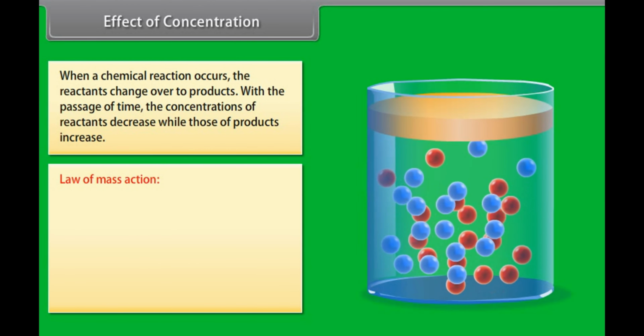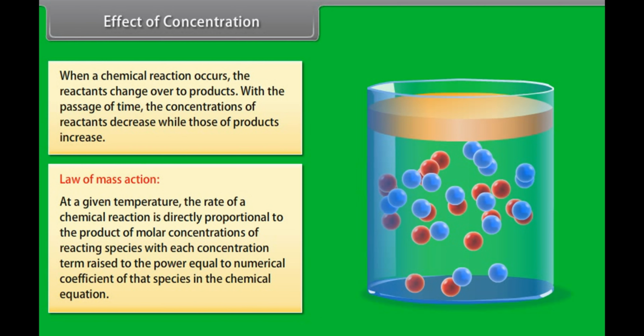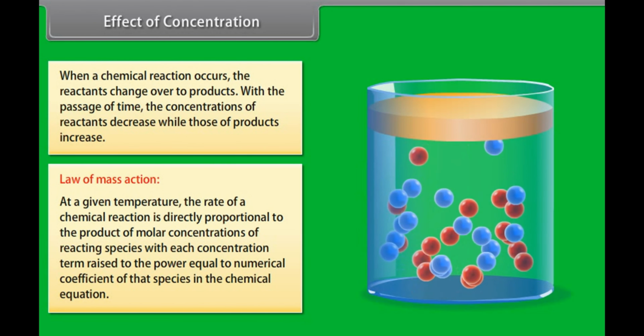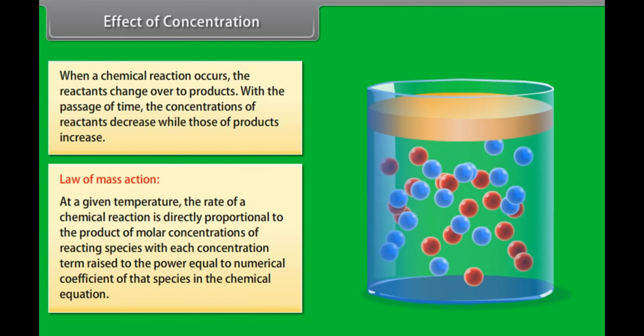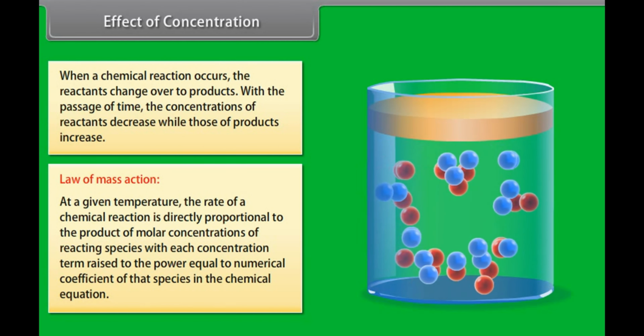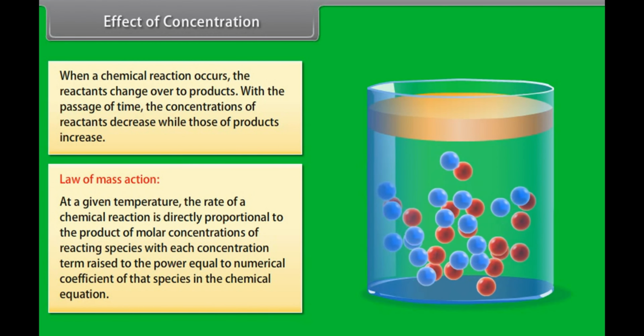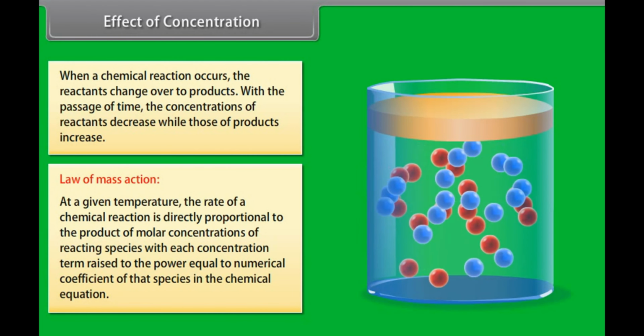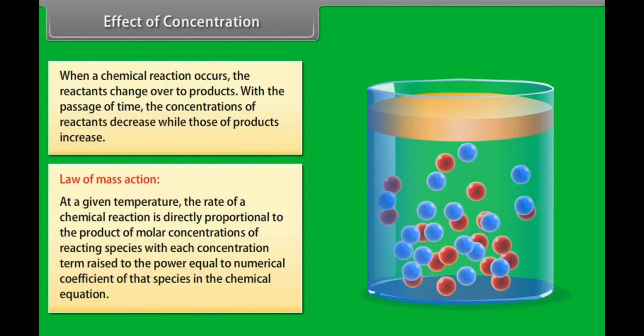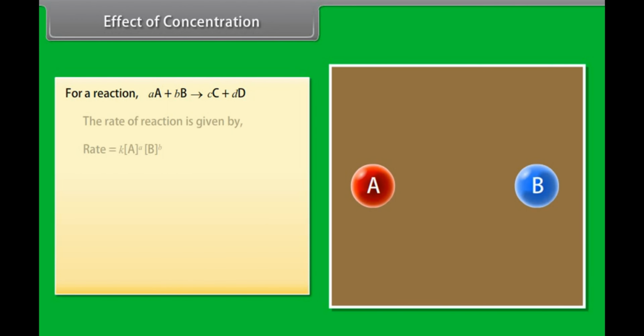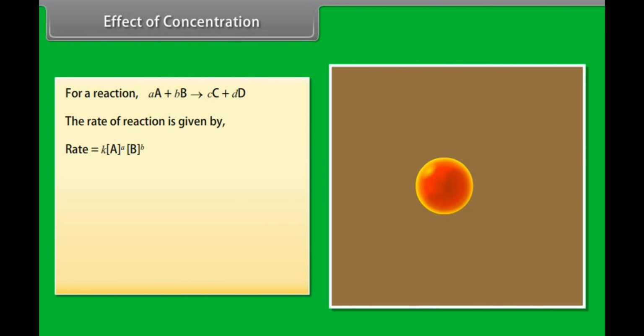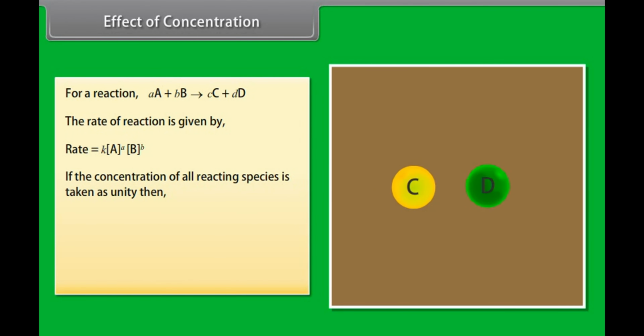Law of mass action. At a given temperature, the rate of a chemical reaction is directly proportional to the product of molar concentrations of reacting species, with each concentration term raised to the power equal to numerical coefficient of that species in the chemical equation. For the given reaction, rate of a reaction is equal to the product of K, [A] raised to the power a, and [B] raised to the power b. If the concentration of all reacting species is taken as unity, then rate is equal to K.